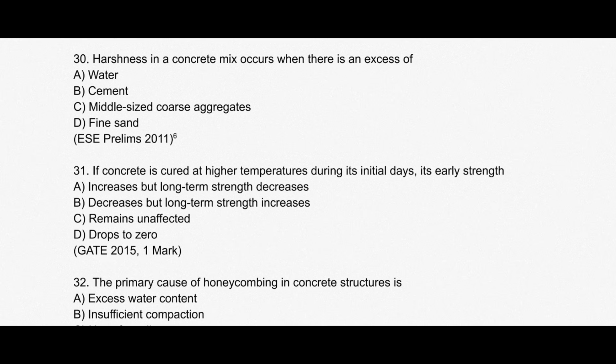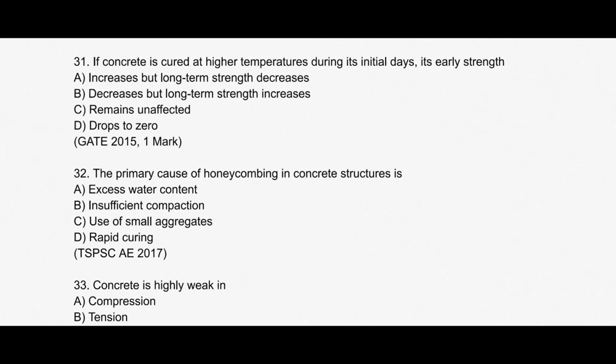30th question. Harshness in a concrete mix occurs when there is an excess of option A water, option B cement, option C middle sized coarse aggregates, option D fine sand. So the answer is option C. Harshness occurs when there is an excess of middle size aggregates, coarse aggregates.